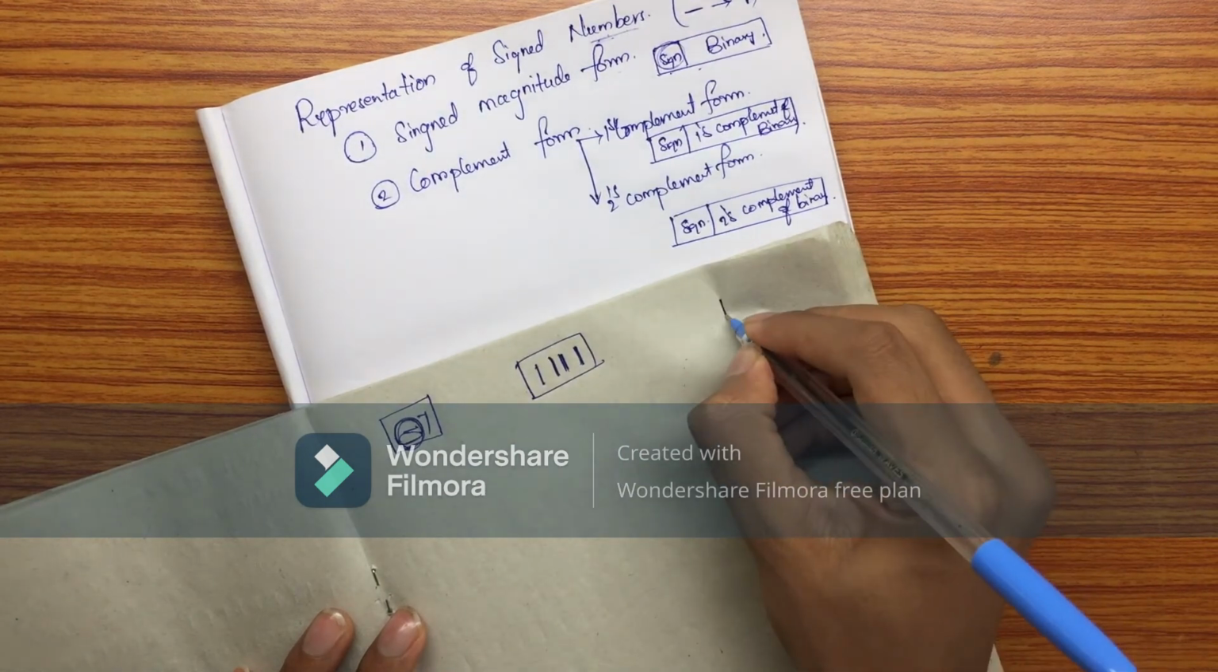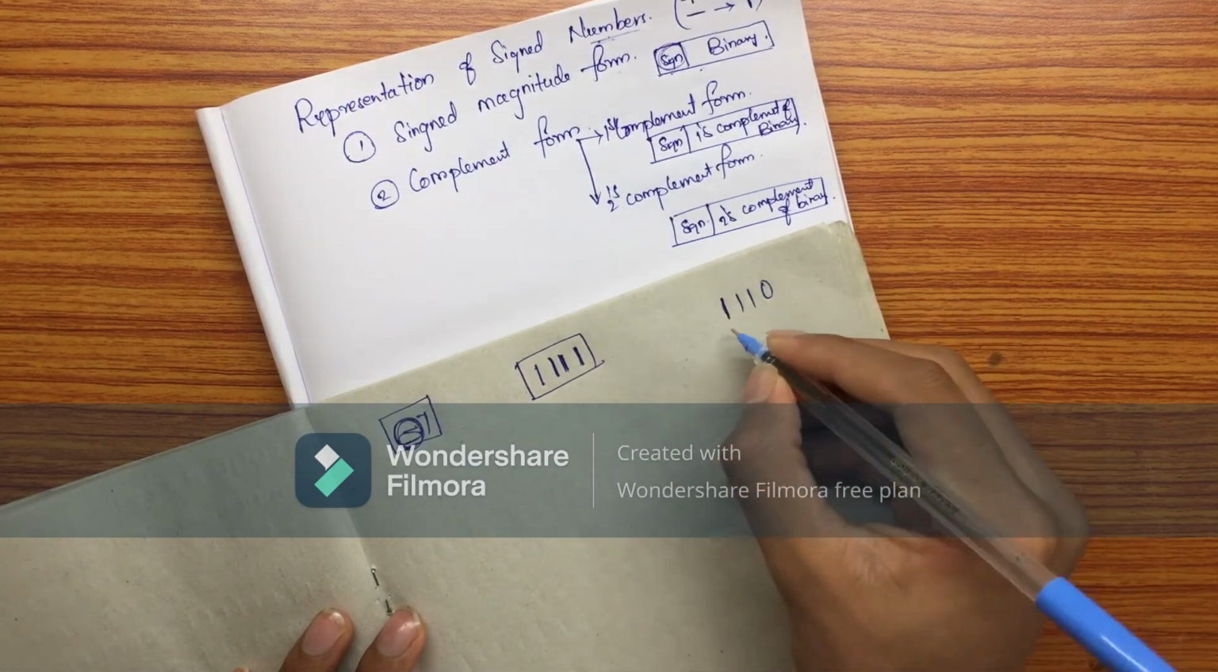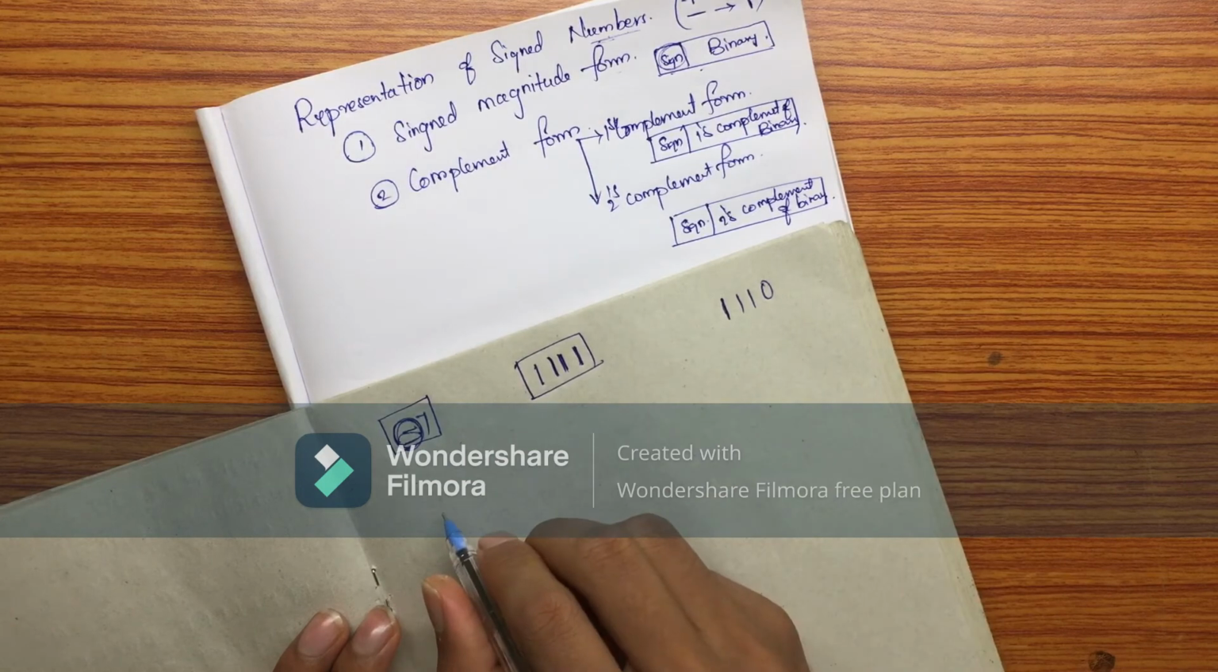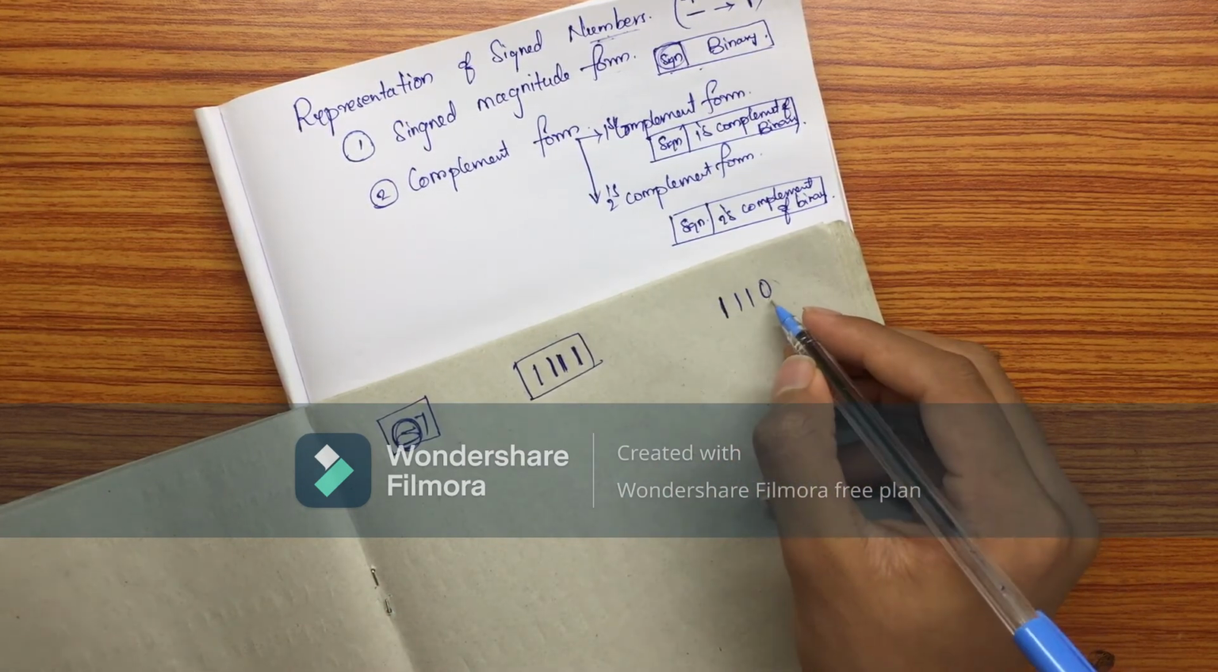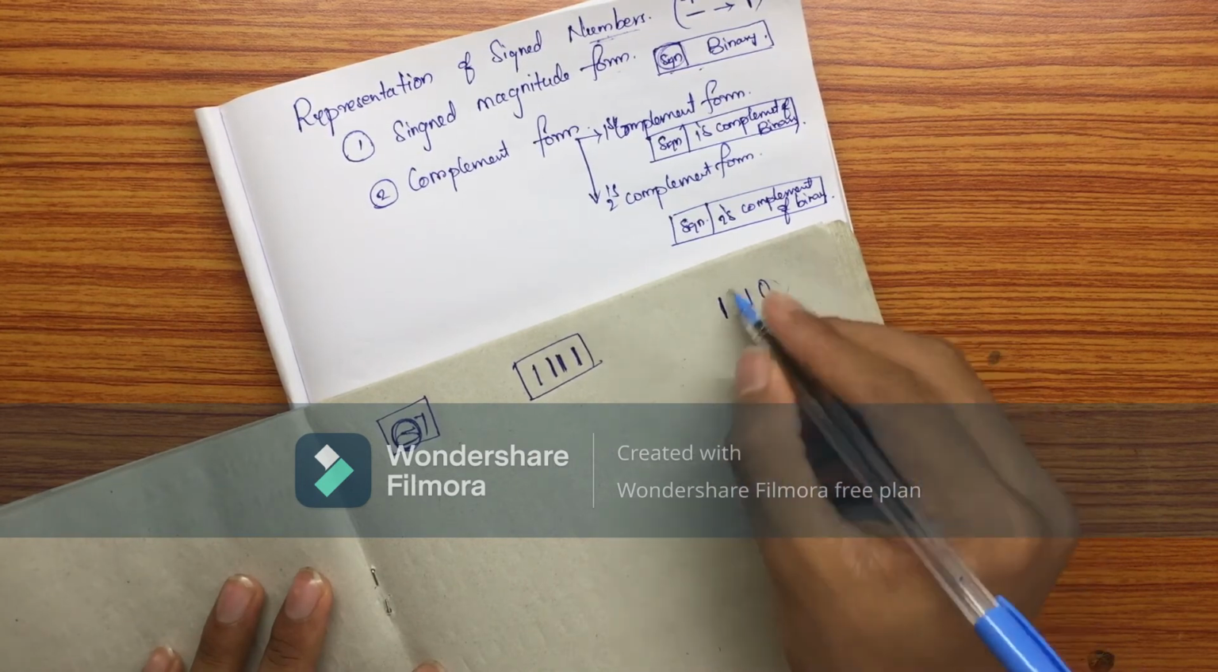Okay, suppose they give you 1 1 0. Tell me what this number is. It is in signed magnitude form. Tell me what this number is. So they'll ask in this way.